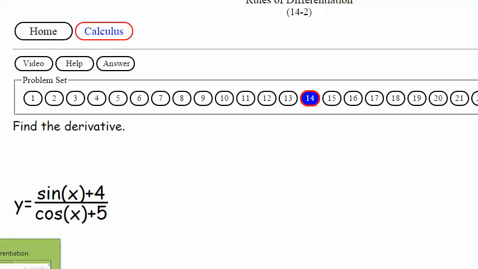Okay, I don't know what happened there. We got y is equal to, we're going to write this down, sine x plus 4 over cosine x plus 5. So we're getting a little mixture here of the product rule, the quotient rule, and this particular one here will be doing the quotient rule.